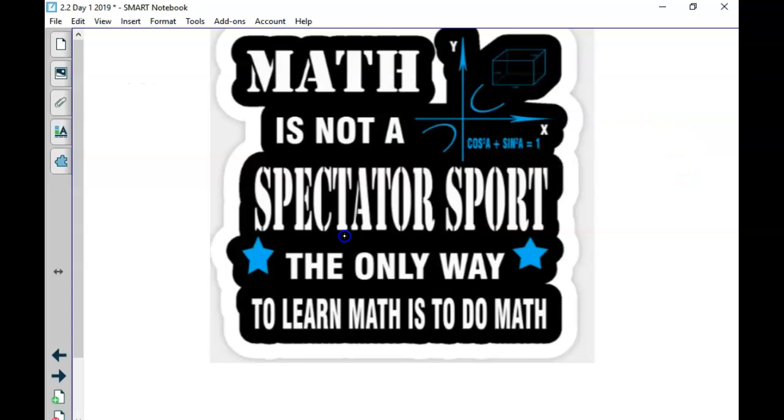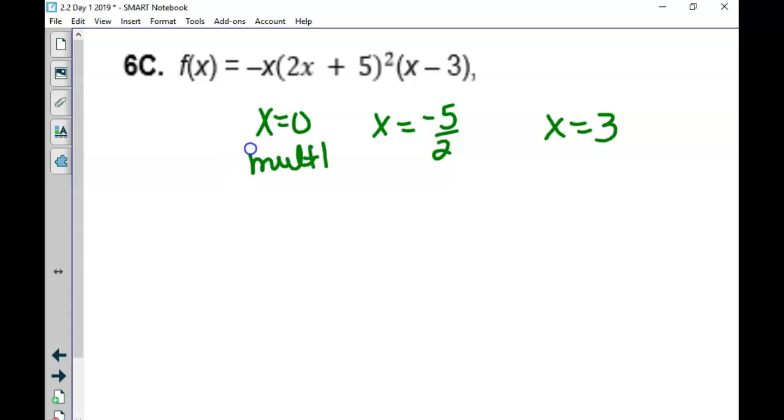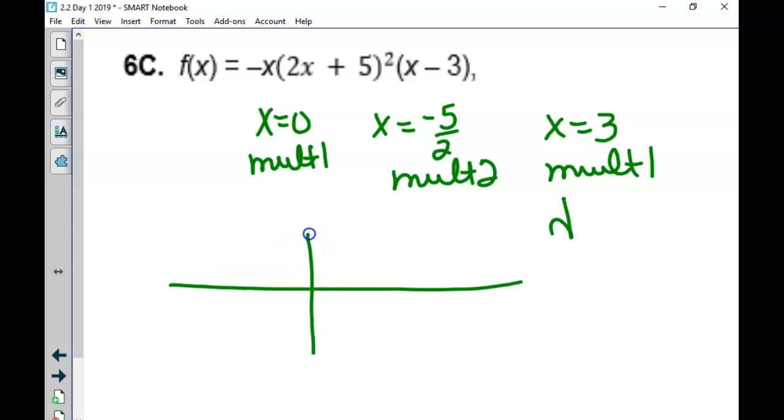Okay, all we missed was one question. This one would have had x equals 0, x equals -5/2, and x equals 3. This would have been multiplicity 1, multiplicity 2, and multiplicity 1. And it's negative, so it's degree 4. So both ends are going down.